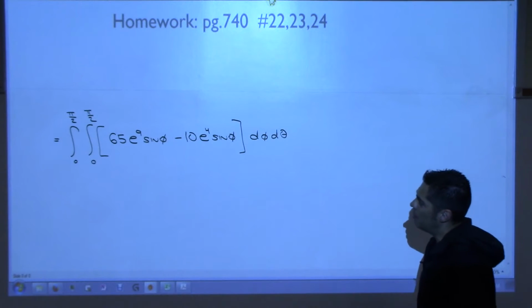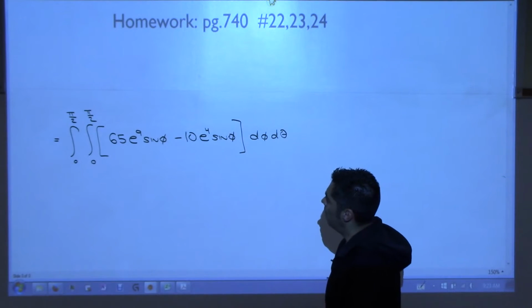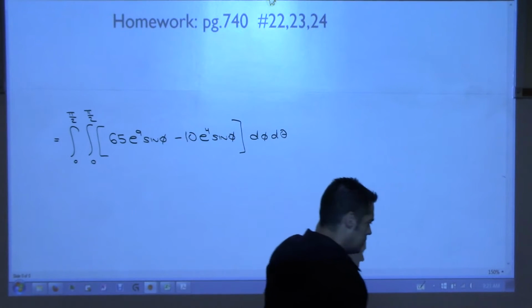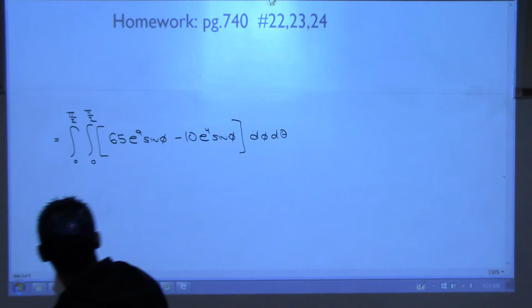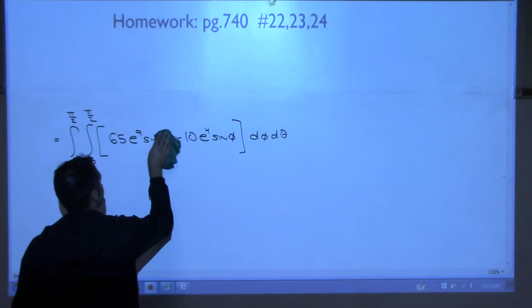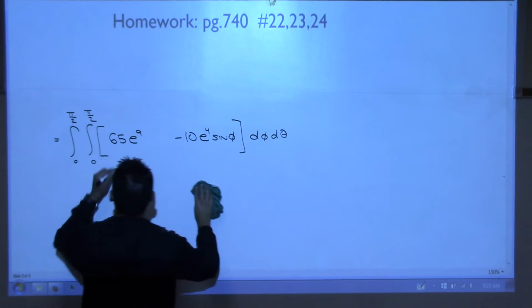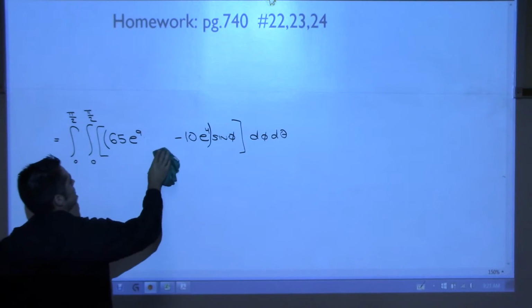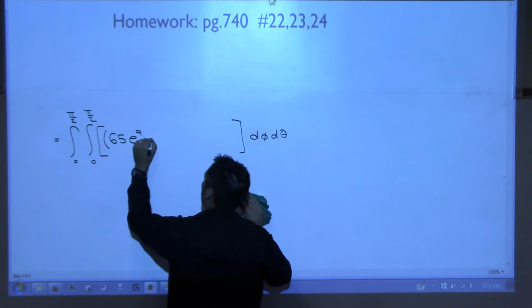Okay, so we're going to integrate now with respect to phi. Notice also that 65 e to the 9th minus 10 e to the 4th, these are both constants. So what I could do is this. I could just factor out a sine phi like that, right? I'll move it over a little bit.